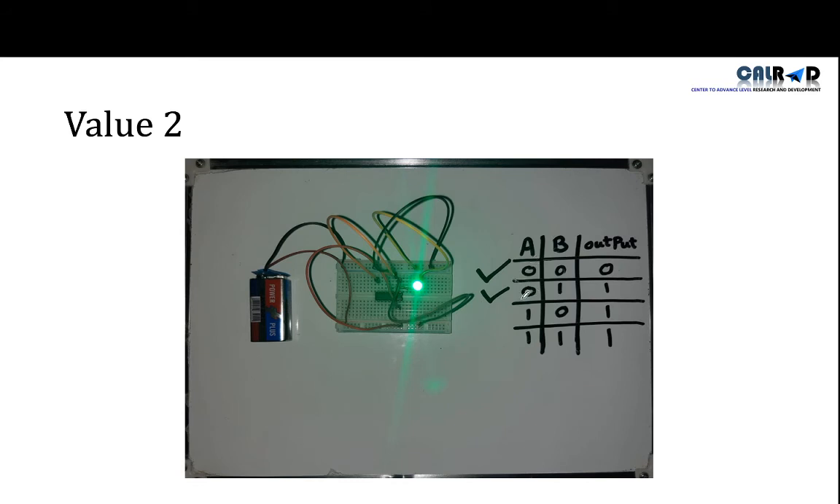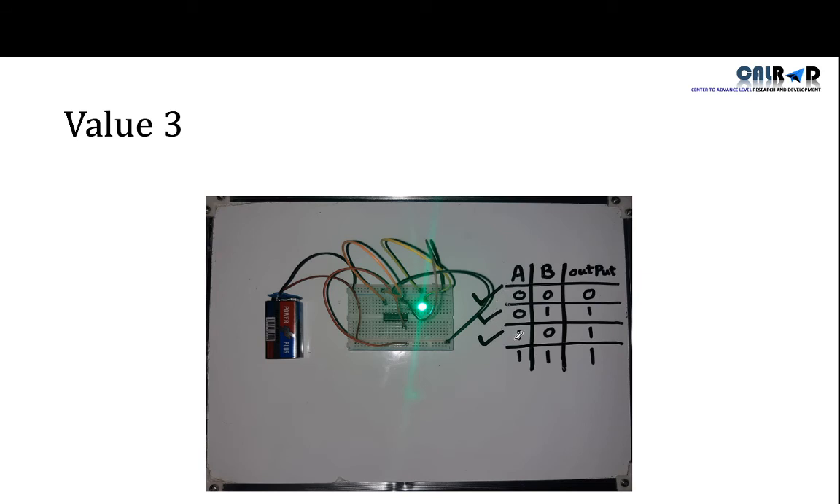Now the second one is, if one input is 0 and second is 1, so the output will be 1. This means if we give negative and positive, the output will be positive. This is the first input. So one input we give positive, the second input we give negative, and our LED is blinking. So this means this is proved.